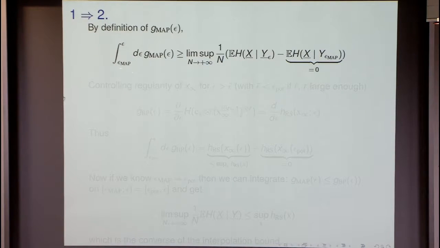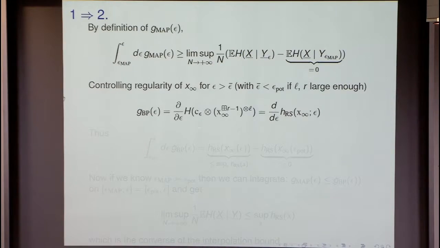So let me integrate from epsilon map to epsilon, since that's a total derivative. Well, you find the function at epsilon minus the function at epsilon map. But at epsilon map, since the entropy just below epsilon map is 0, and since I know it's continuous, this you have to prove independently, then it's 0 at epsilon map. So you just find this. Okay.